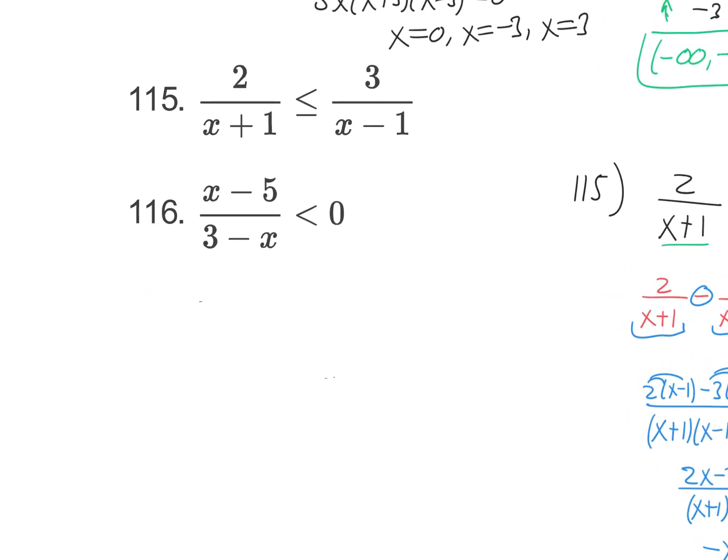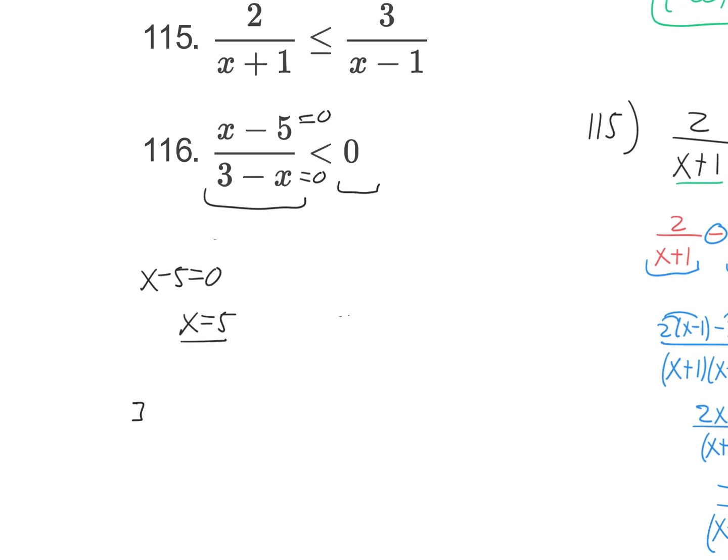1/16 is really quick just because we already have a single fraction on this side and we have 0 on this side. So there's really not much more I have to do other than set the top and bottom equal to 0. So when I do x minus 5 equals 0, I get x equals 5. I would need to put that on a graph. And then when I do 3 minus x equals 0, I get x equals 3. Then I would plot those on a number line, and I would get a 3 and a 5.